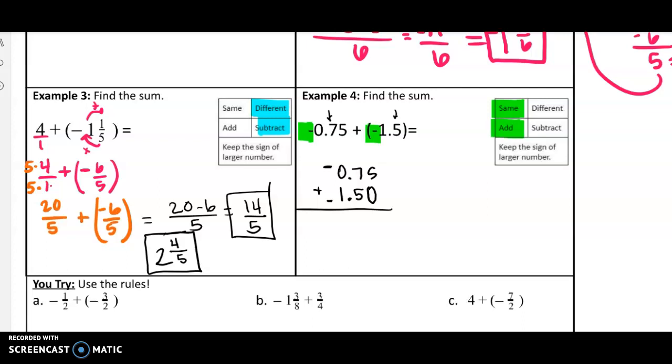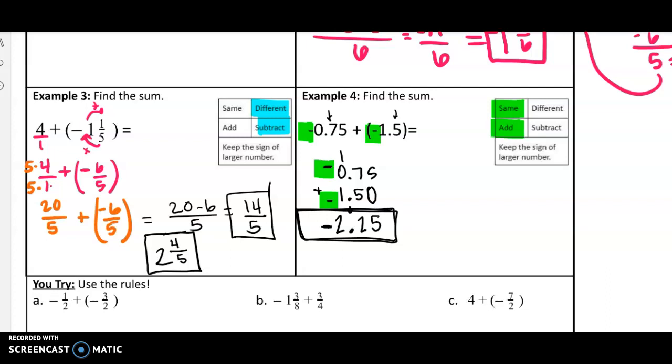So now we just add like normal. 5 plus 0 is 5. 7 plus 5 is 12. Carry the 1. My decimal comes down. And then 1 plus 1 is 2. And both of my numbers were negative, so my answer is also negative. So my answer is negative 2 and 25/100ths.